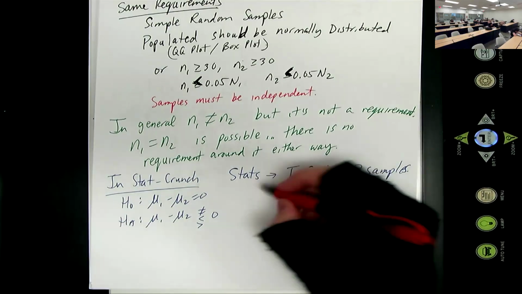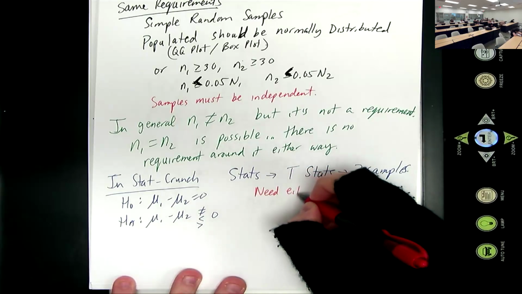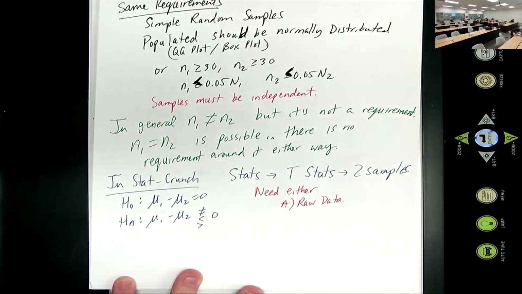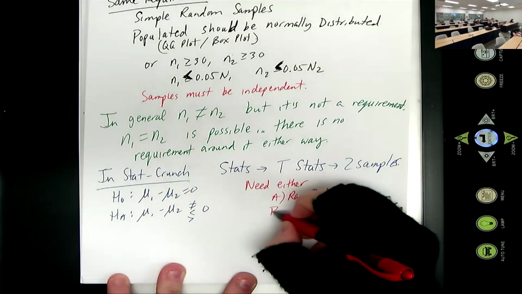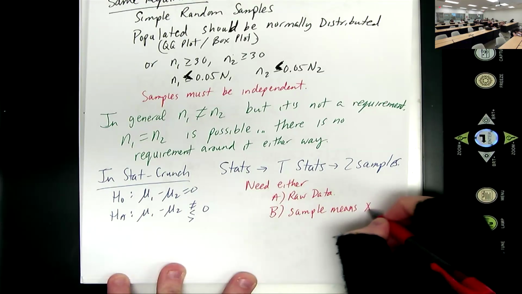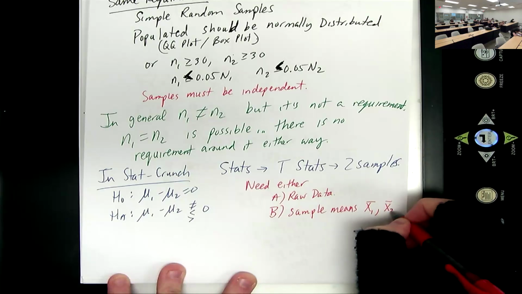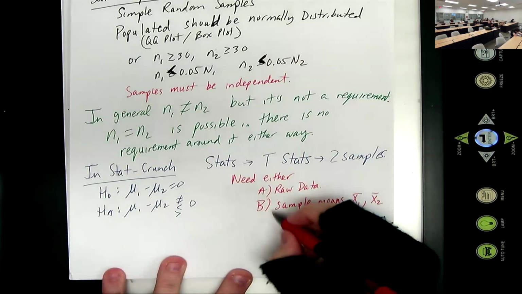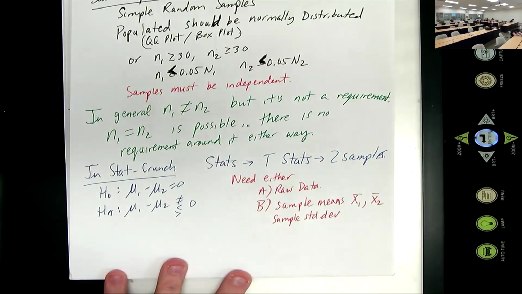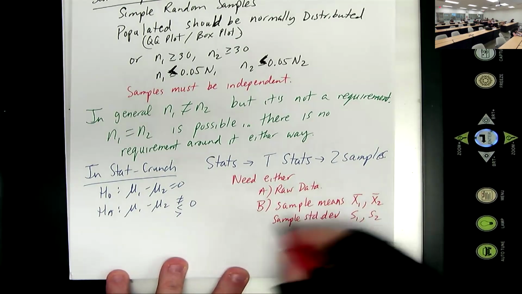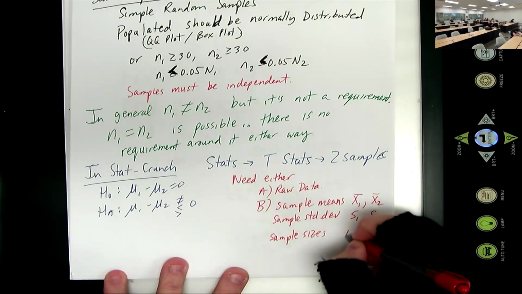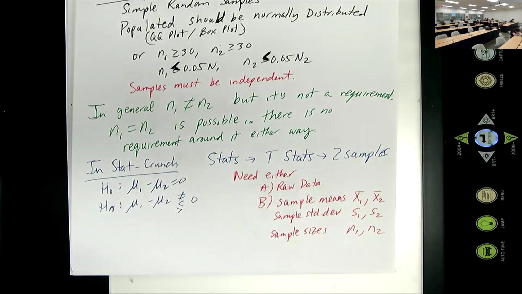And you either need A, the raw data, everyone's answer for each group. Or B, you need sample means for each group, so like an x1 bar and x2 bar. You need the sample standard deviations, so S1 and S2. And you need the sample sizes, N1 and N2. StatCrunch is gonna ask for it.